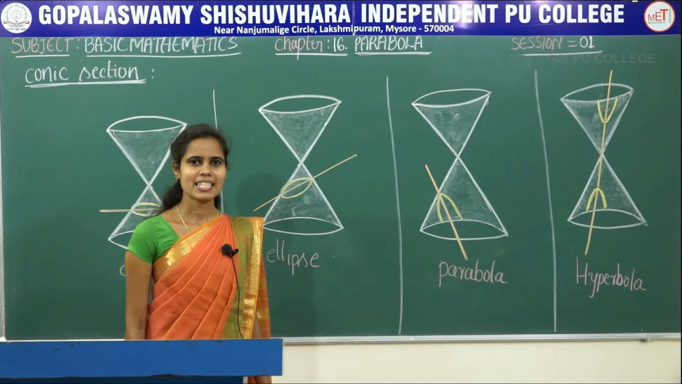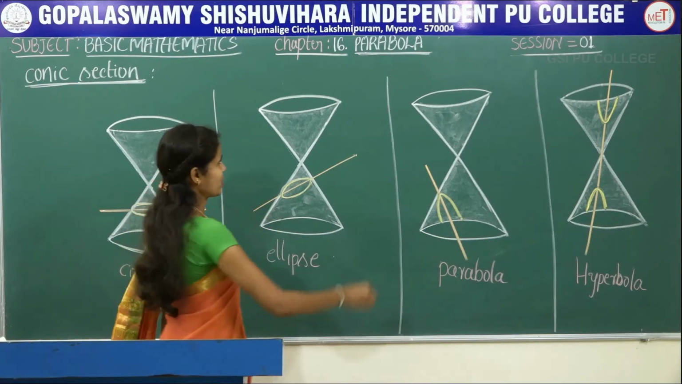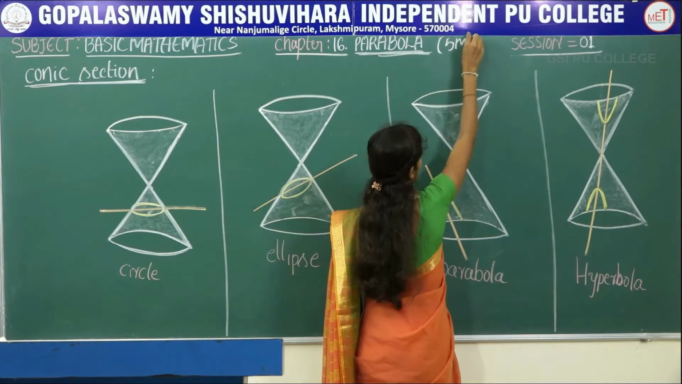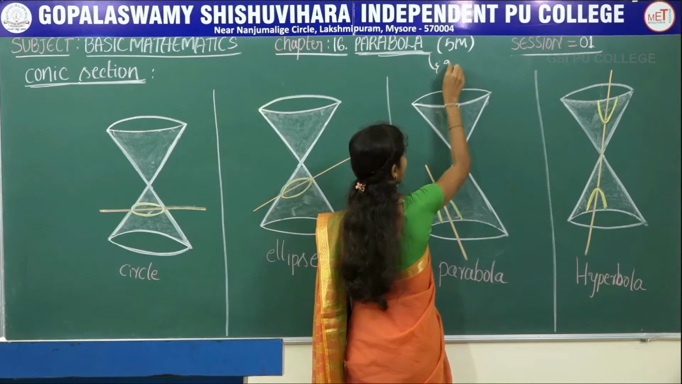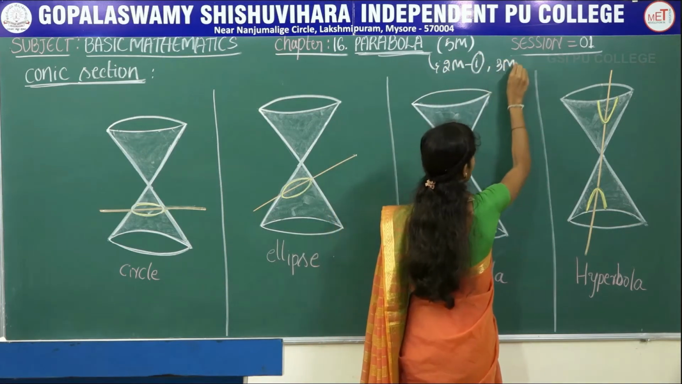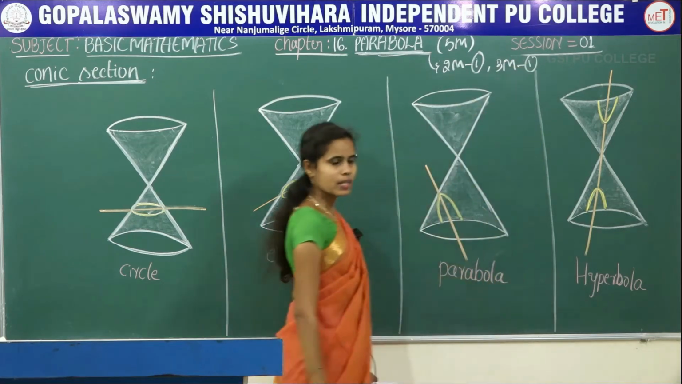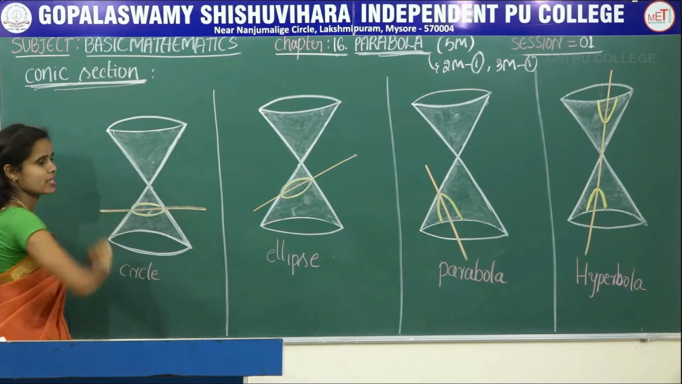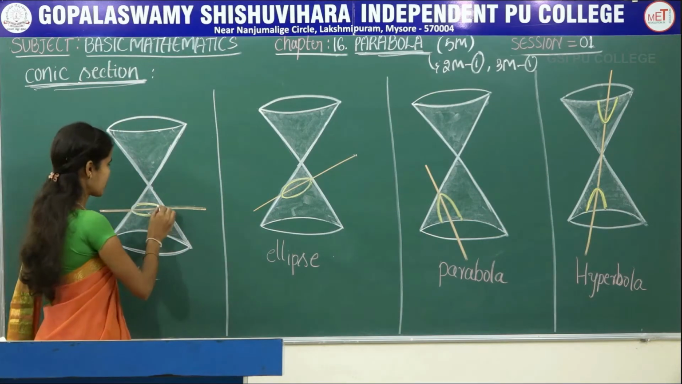Hello students, in this class we are going to discuss a new chapter, Parabola. Weightage of this chapter is 5 marks. It contains one 2-mark question and one 3-mark question. Here parabola is one of the conic sections. So conic sections are nothing but curves.